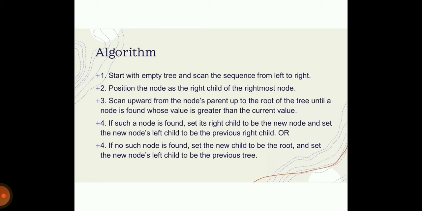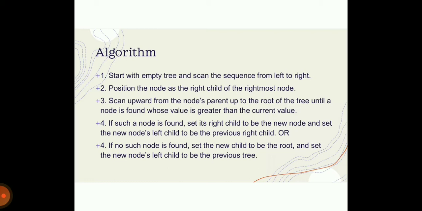Now we will look into the algorithms how it works. So first step is start with empty tree and scan the sequence from left side to the right side of the array. Now position the node as the right child of the rightmost node. Then third step is scan upward from the node's parent up to the root of the tree until a node is found whose value is greater than the current value.